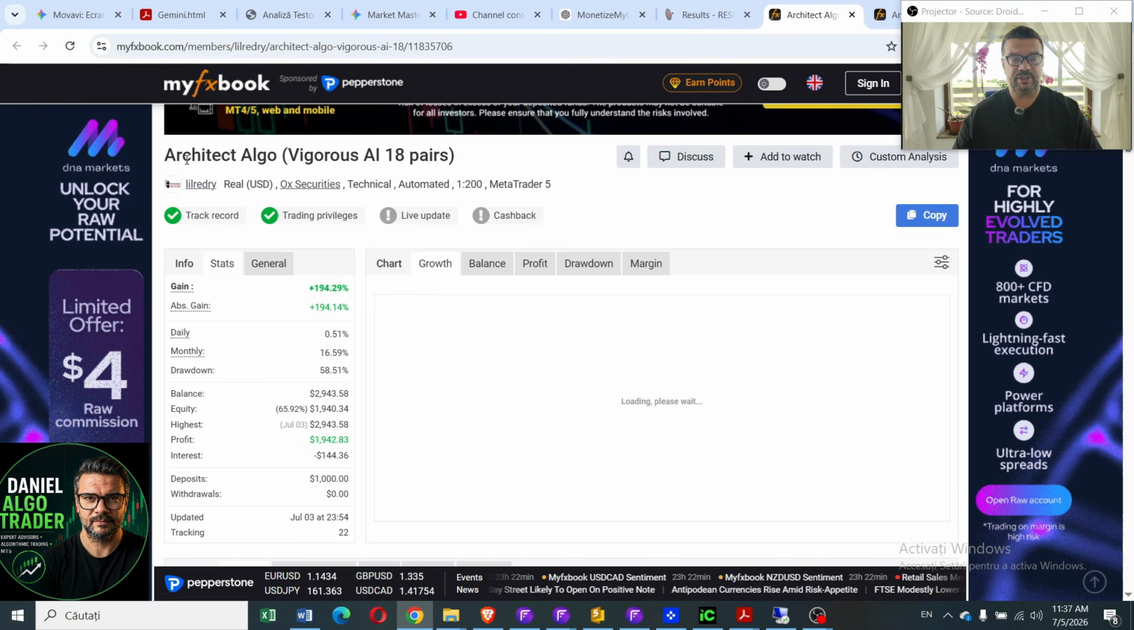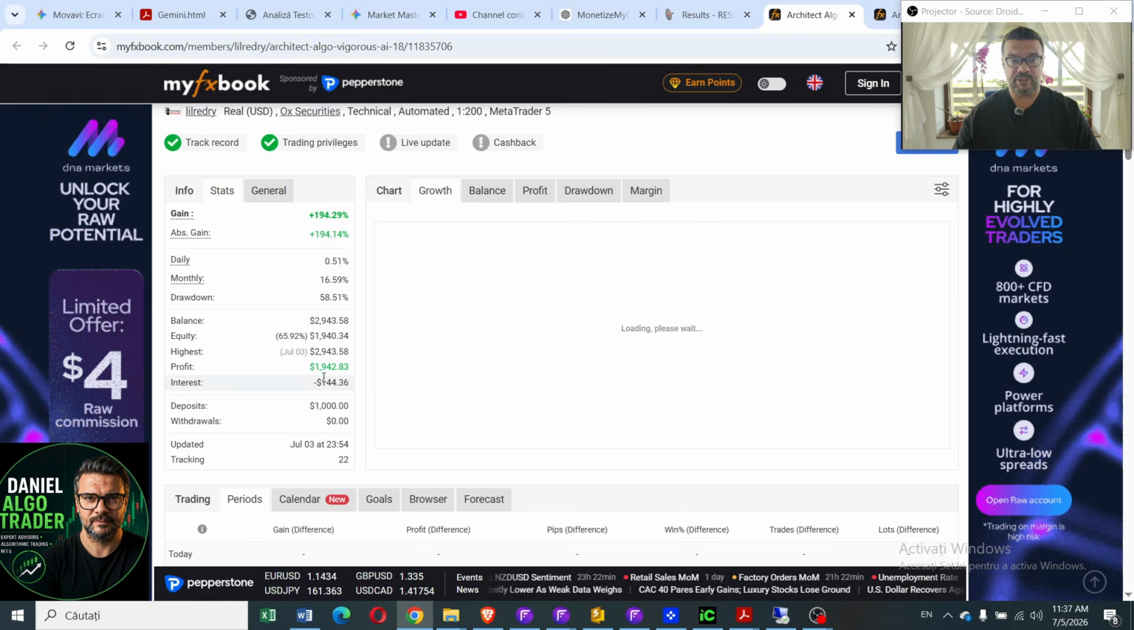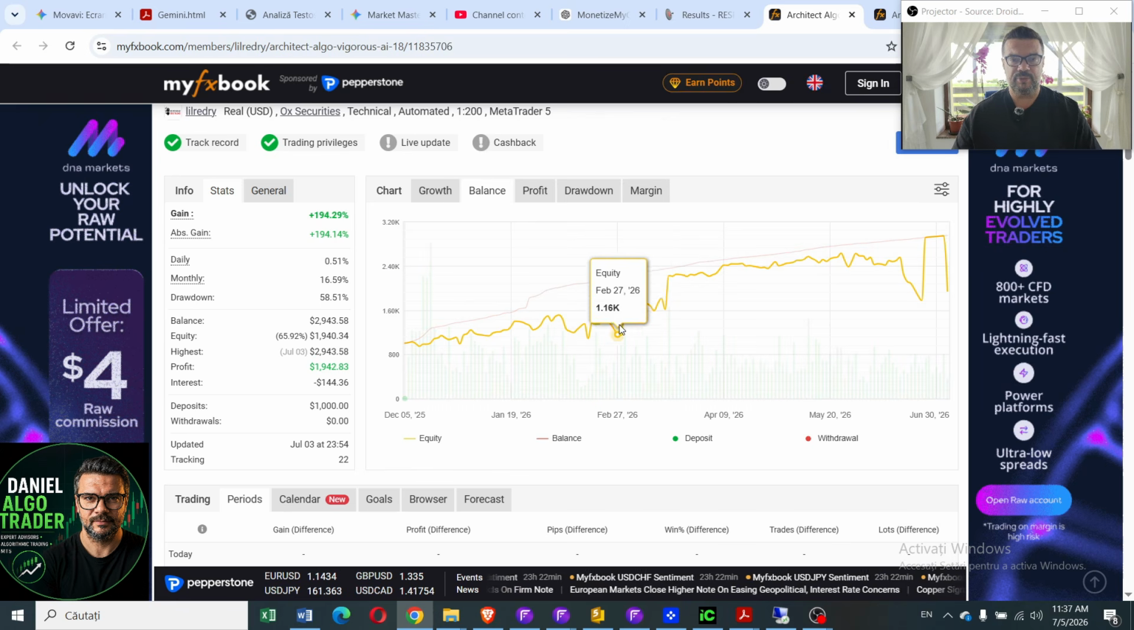And here, there's another account, again, real money, no demo account. Architect Algo with a Vigorous AI with 18 pairs. This account started at $1,000 and added another $1,942 as a profit, with a total balance of close to $3,000. And here you can see the chart. It started in December all the way till now, with the equity sometimes going a bit lower, but then recuperating very aggressively, and so on.